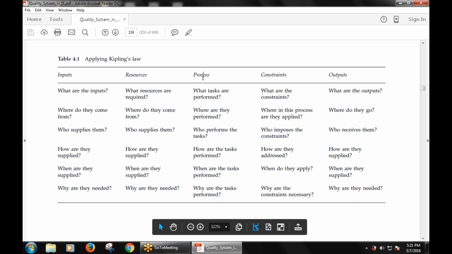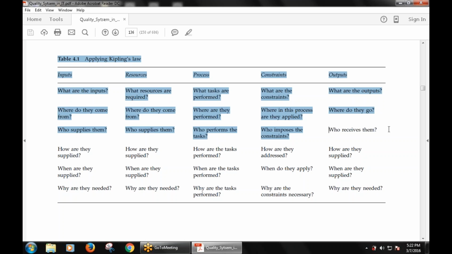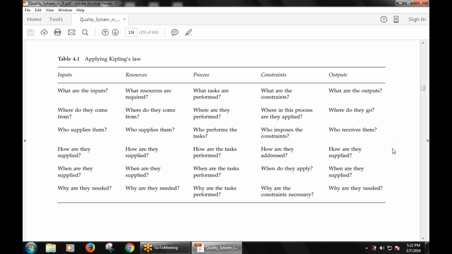Then there is the process, then the constraints, then the output. Whatever the output, consider the constraints that are applicable to the outputs. And who uses the model, where do they go, what are the various achievable targets, and who receives them?